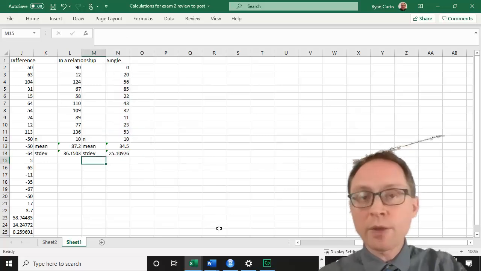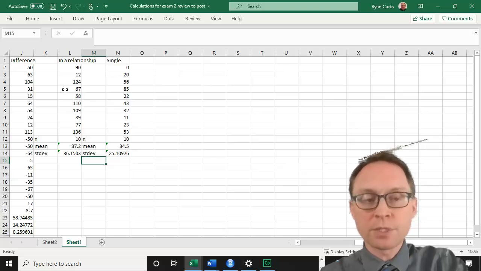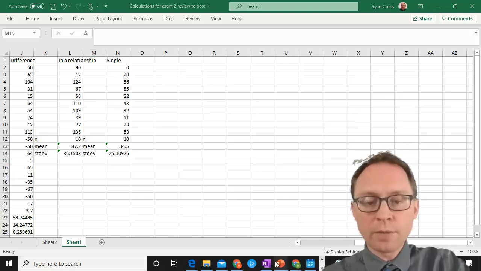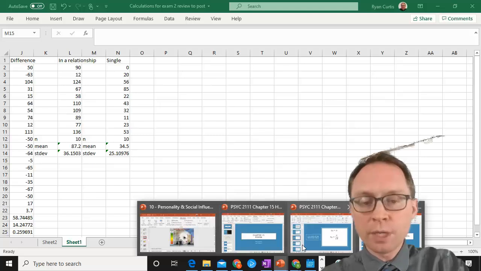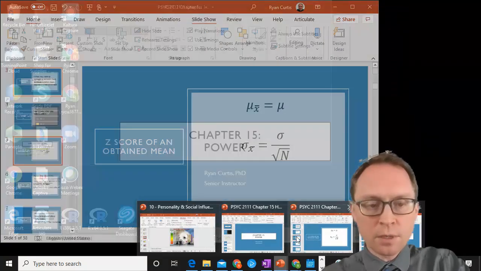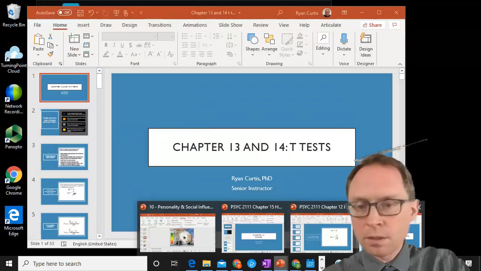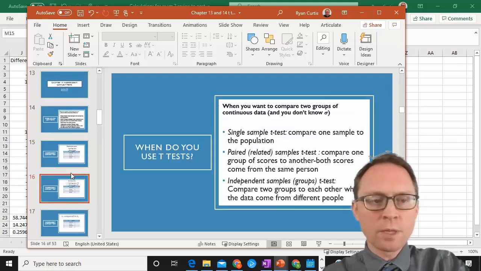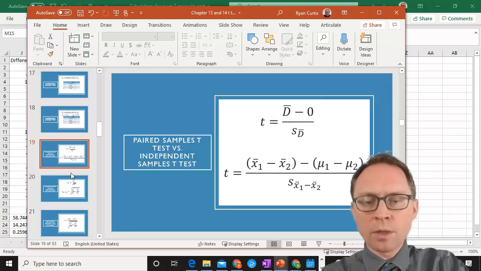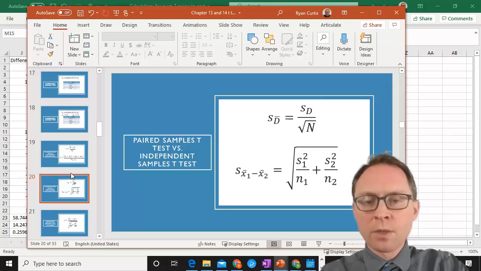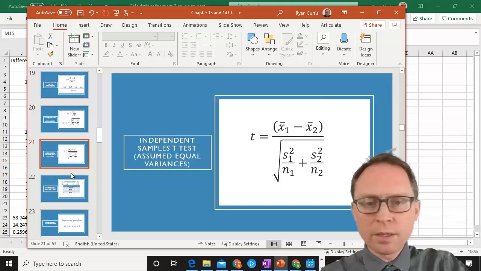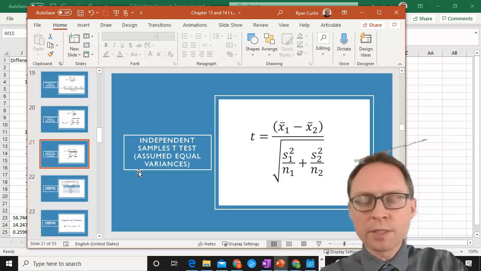Okay, now here's a reminder of what we're trying to do when we're looking at an independent samples t-test. Now in this case, the n is equal, so we can use the equal n's formula. Let's go ahead and pull that up just so that we remind ourselves how to do it. It is chapter 14. Okay, here we go. So let's go ahead and look for independent samples t-tests. That's the long formula. That's paired samples. And here is independent samples, assuming equal variances for n equals each other.